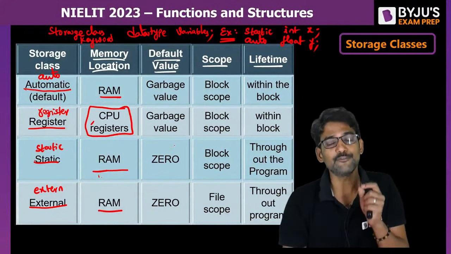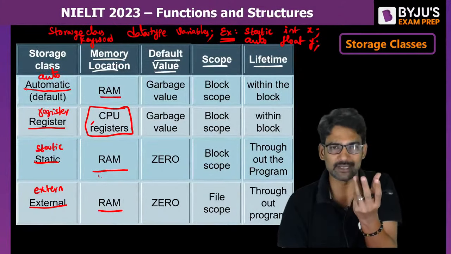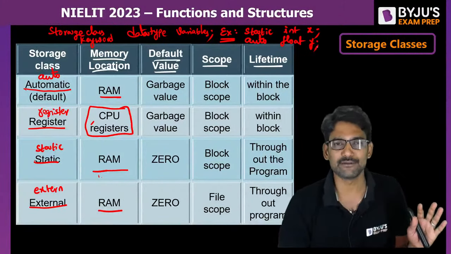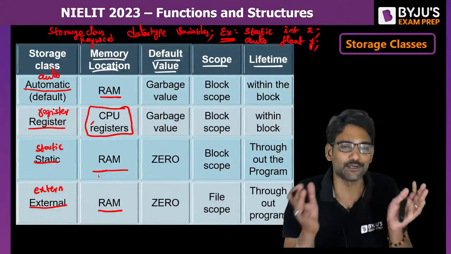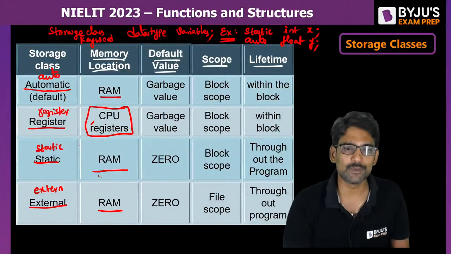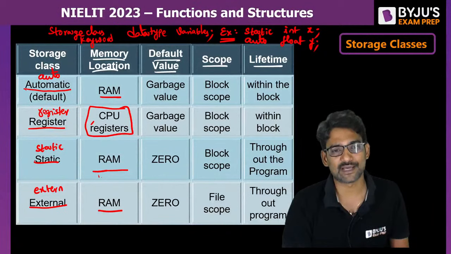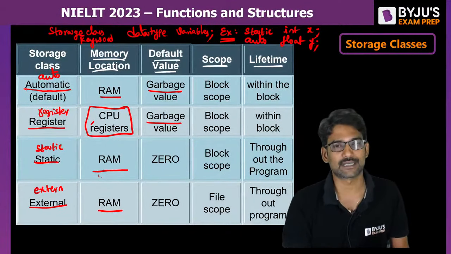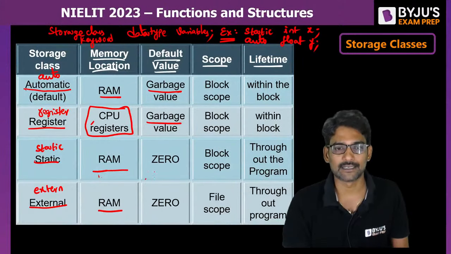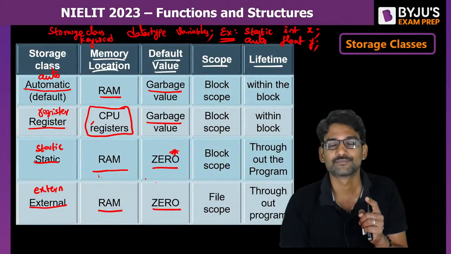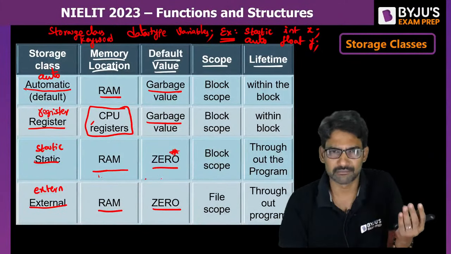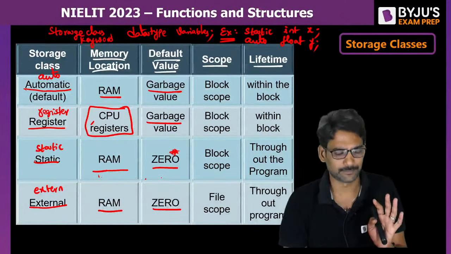And if you are simply creating the variable but not giving any value, and you try to print it, what would be printed? Garbage value for automatic and register storage class applied variables, and the default value of static is 0. This is very, very important.